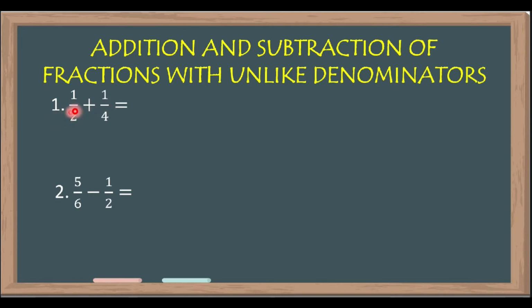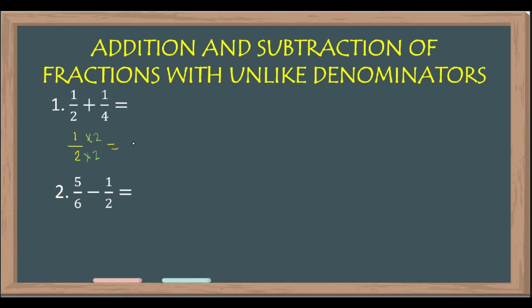Paano nating gagawing parehas ang denominators? Mag-iisip tayo ngayon ng number na ita-times natin sa 2 para maging 4. And that is 2. Okay? Let's say 1/2. So ang gagawin natin dito, magta-times tayo sa 2 ng 2. Now, ganun din sa numerator, kung magta-times tayo sa denominator, mag-times din tayo ng 2 sa numerator para maging equal fractions or equivalent fractions sila.